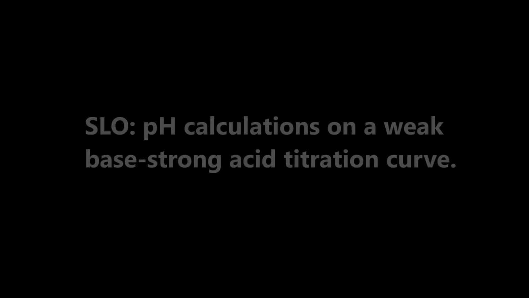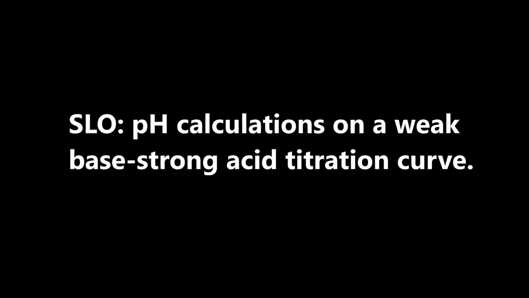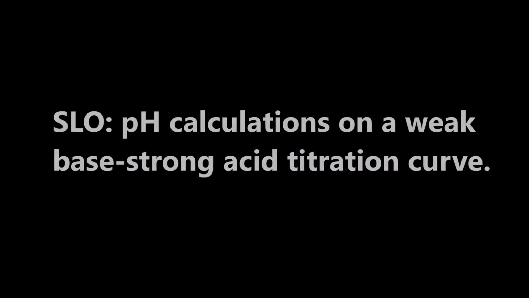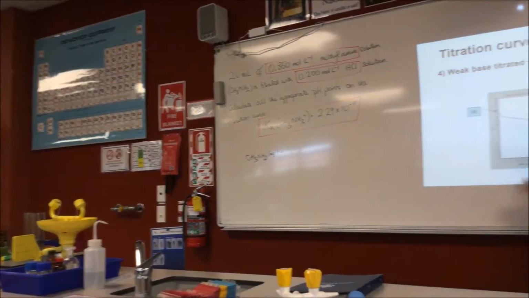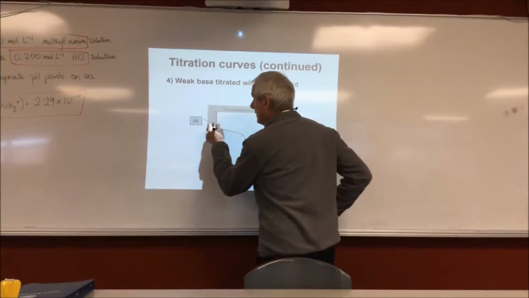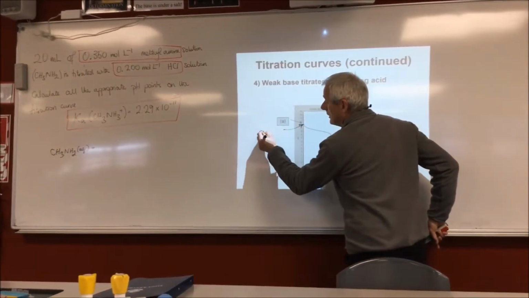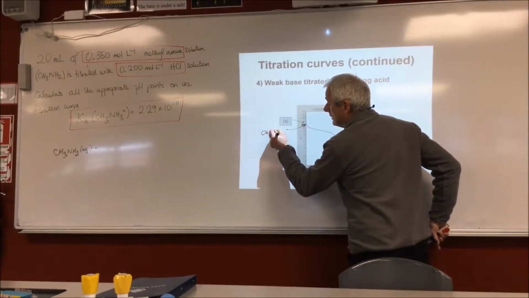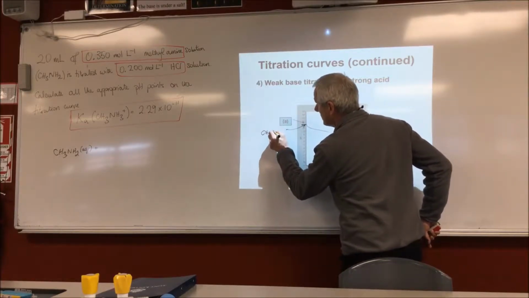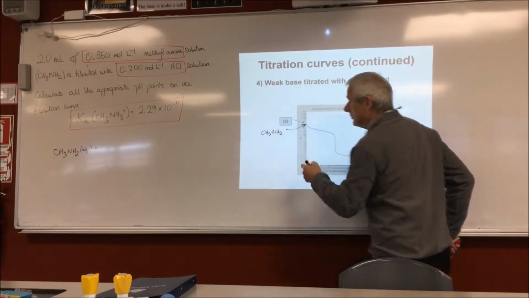In this clip we work through a question involving all the calculations on a titration curve that results when a weak base is neutralised with a strong acid. Because we're going to start here, the only thing in solution at this point is CH3NH2. Okay? Let's work it through.